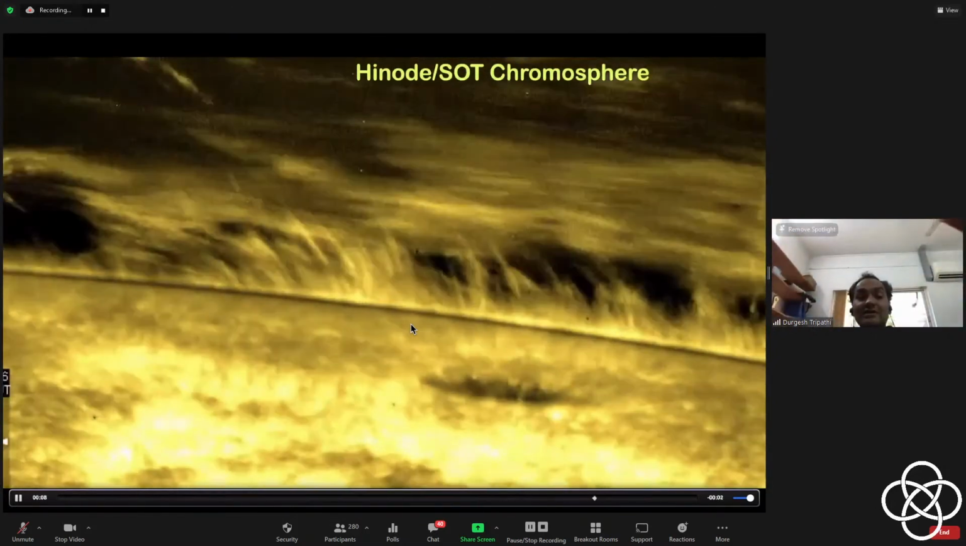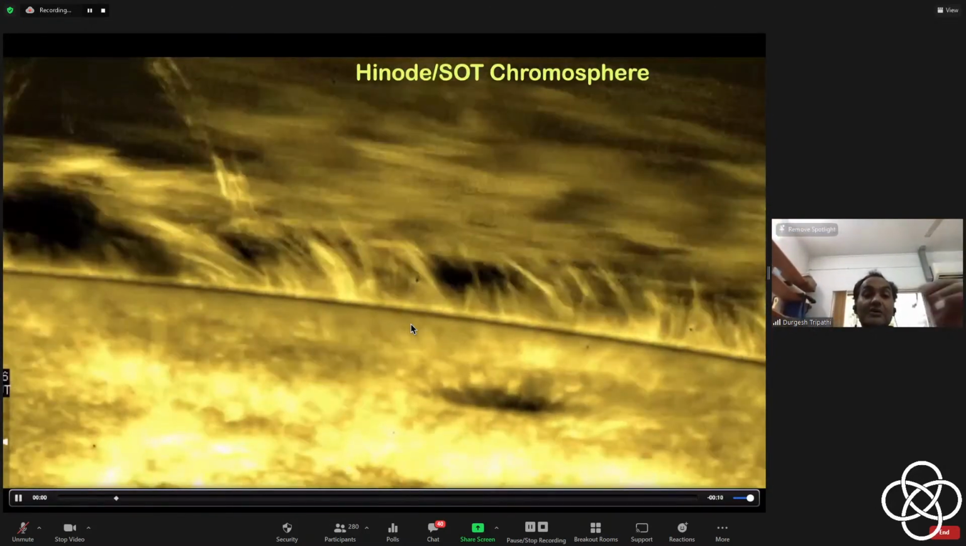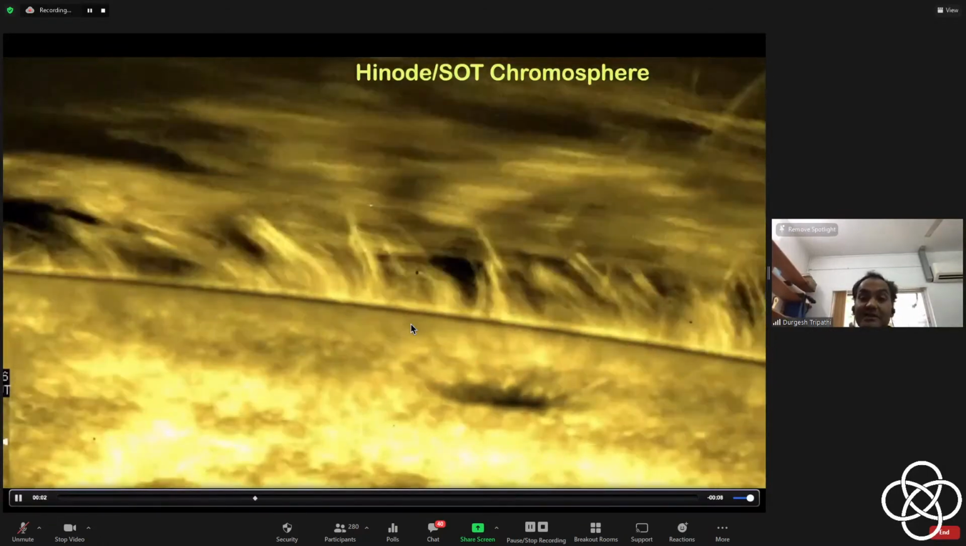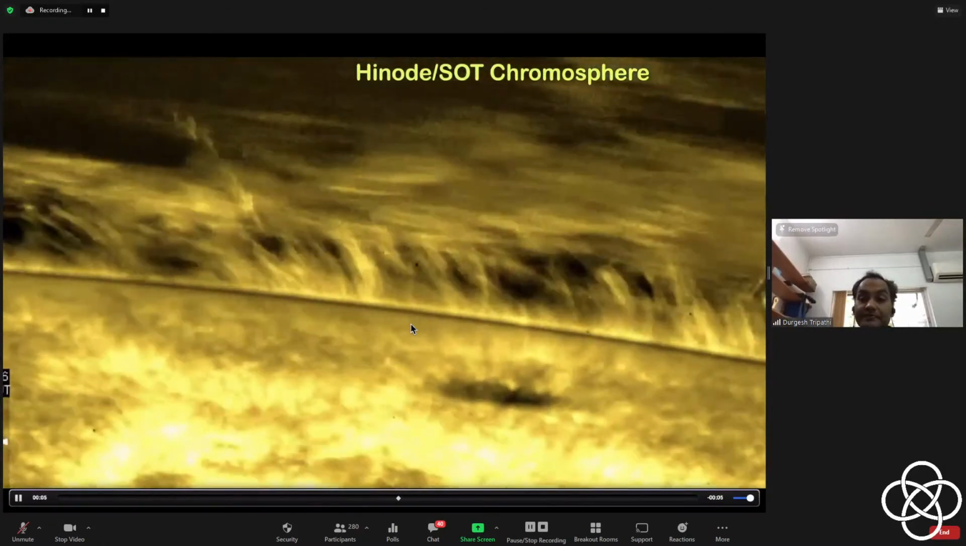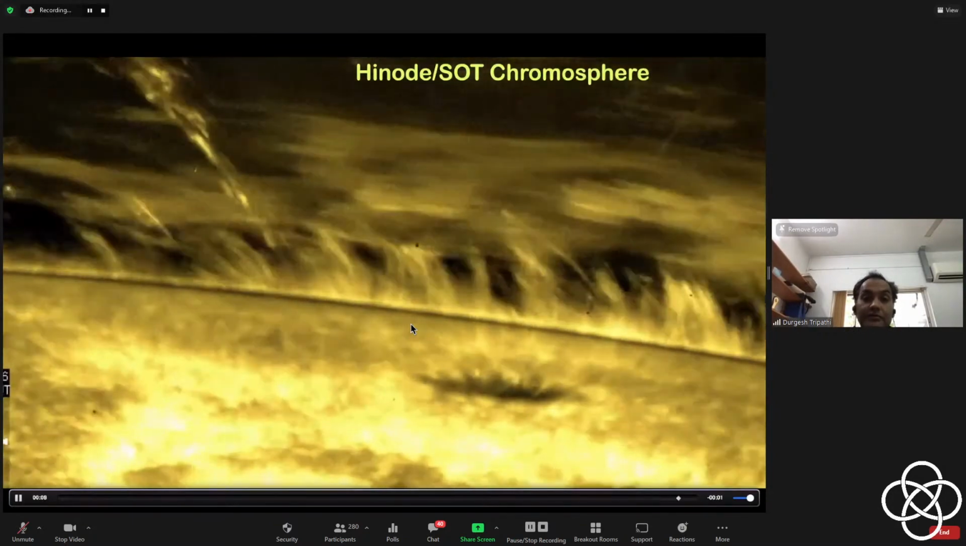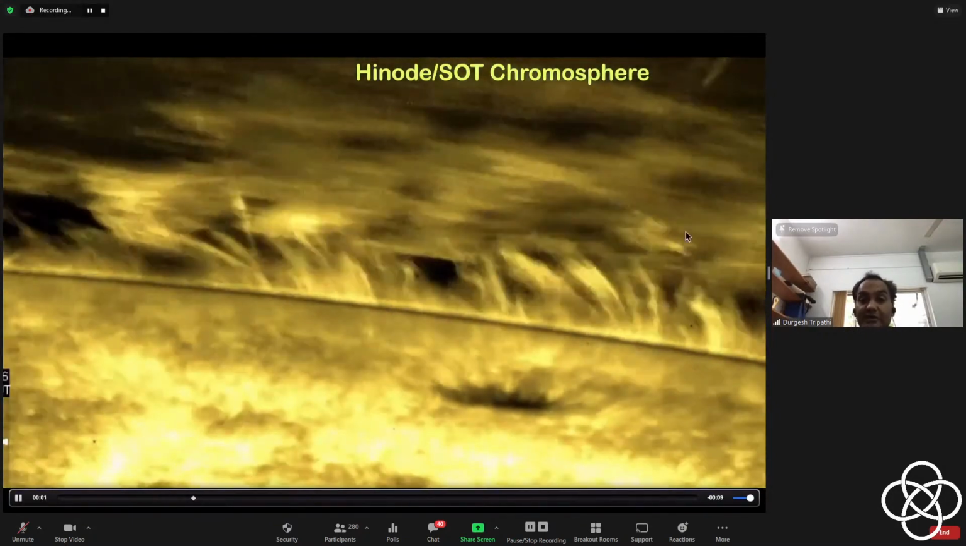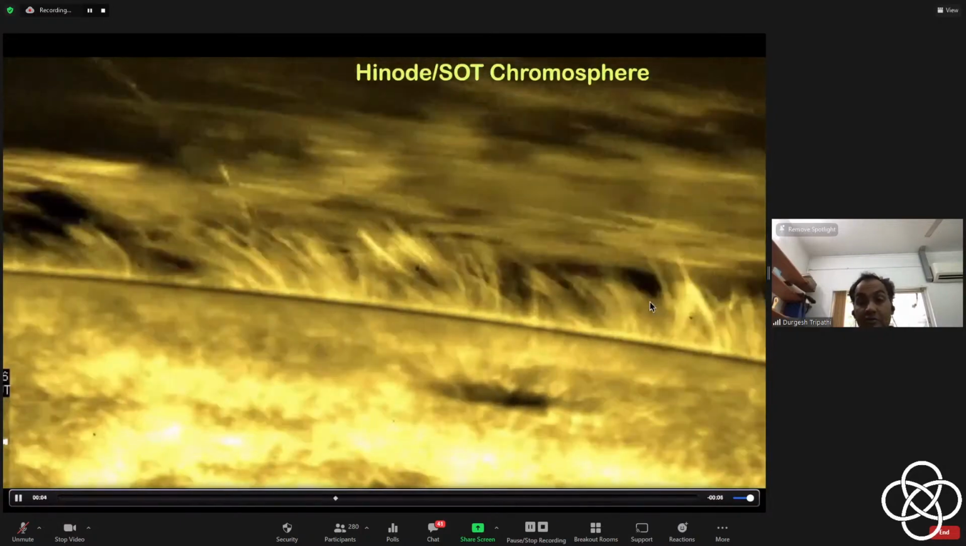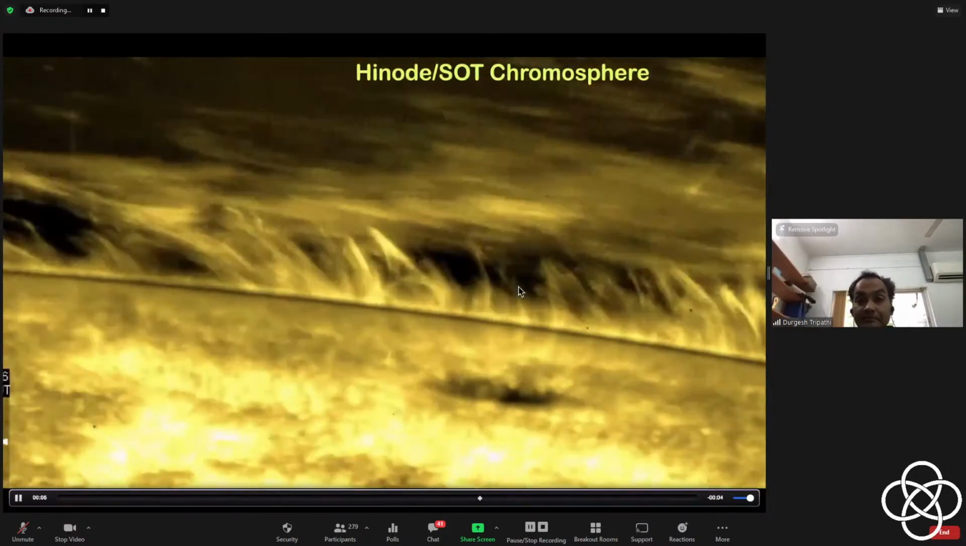Source and transportation is one thing, but then also how you dissipate, because you have to essentially heat the plasma to understand and explain the coronal heating problem, or the solar atmospheric heating problem.